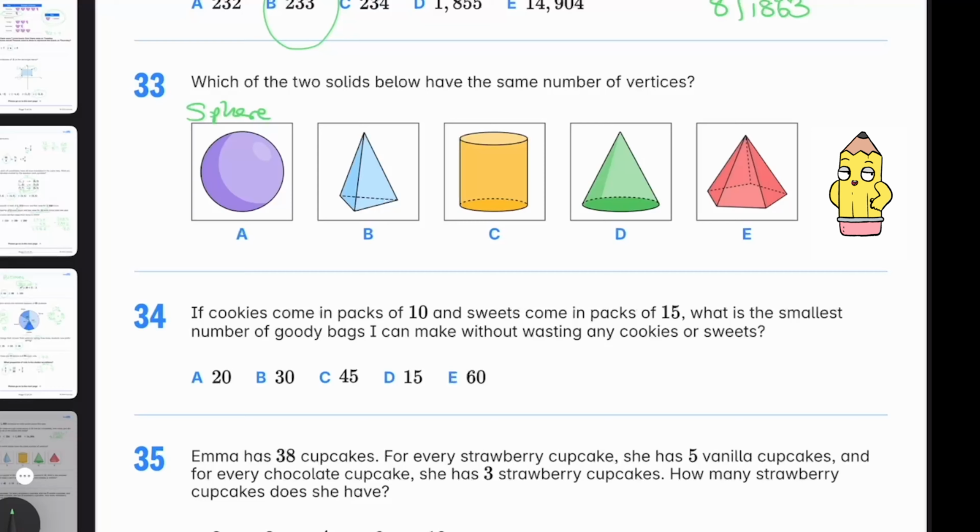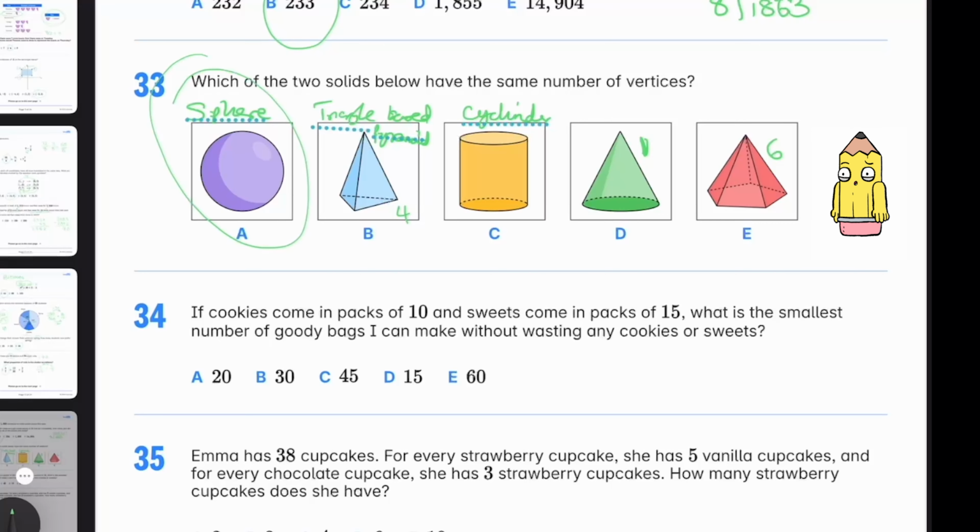We know that B is a triangle-based pyramid, and it has 3 vertices on the base and 1 at the top, so you can say 4 in total. C is a cylinder. It has no vertices because 2 circular edges never meet. D is a cone. It has 1 vertex at the top. And E is a pentagonal-based pyramid. It has 5 vertices on the base and 1 at the top, so 6 in total. So A, the sphere, and C, the cylinder, have the same number of vertices, both having 0.